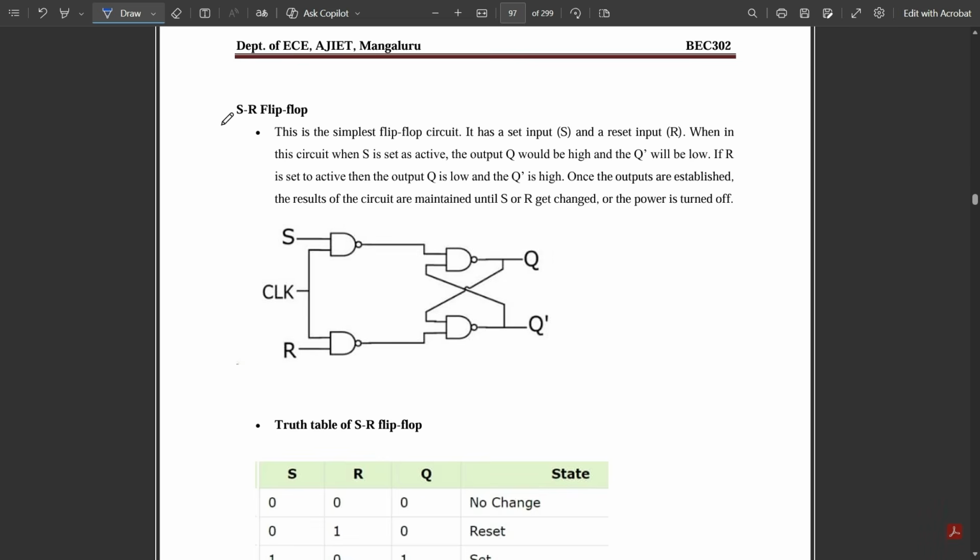First is the SR flip-flop. This is the simplest flip-flop circuit. It has a set input, called S, and a reset input, called R. When S is set as active, the output Q would be high and Q dash would be low. But if R is set to active, then output Q is low and Q dash is high. Once the outputs are established, the results of the circuit are maintained until S or R gets changed, or until the power is turned off.